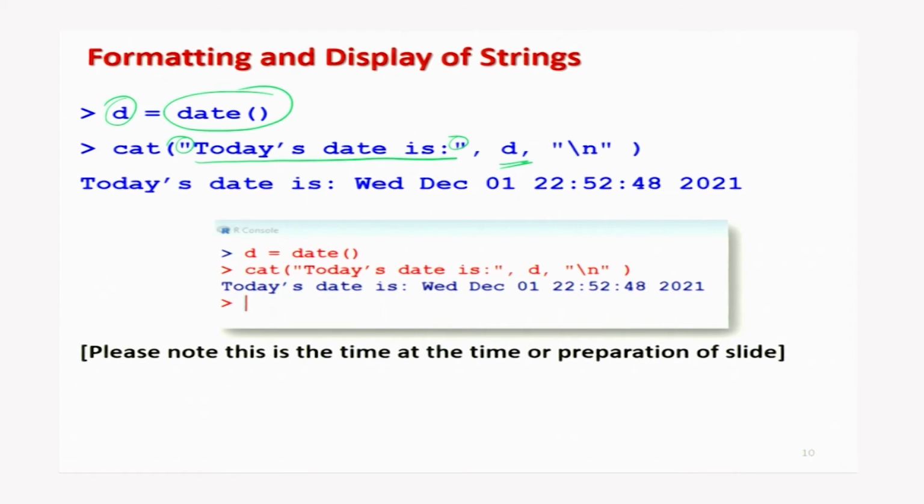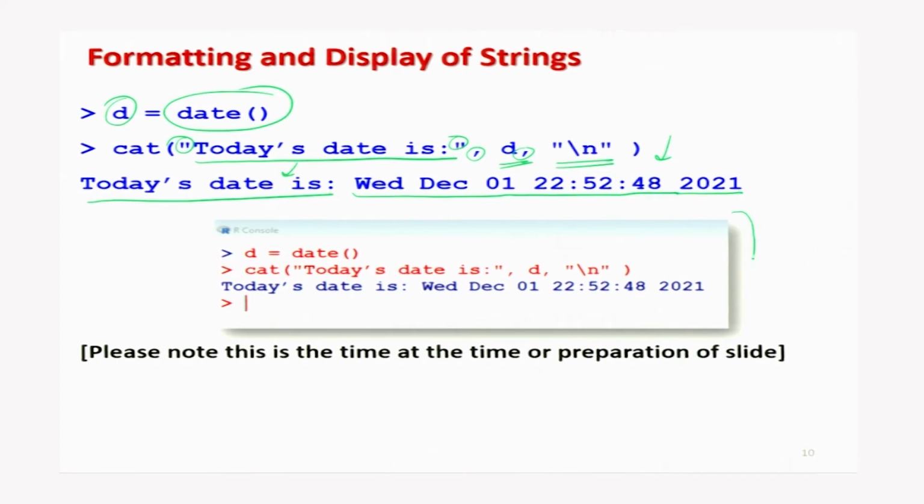And you know that both of them are going to be separated by a comma, but the comma is not printed in the outcome. And after that, as a rule, I will write \n. Now if you execute it, you can see how the outcome will look. Today's date is, that is coming from here, then the value of d: Wednesday, December 01, time is 22 hours 52 minutes 48 seconds 2021. Well, that is the time and date when I had prepared the slide, right?